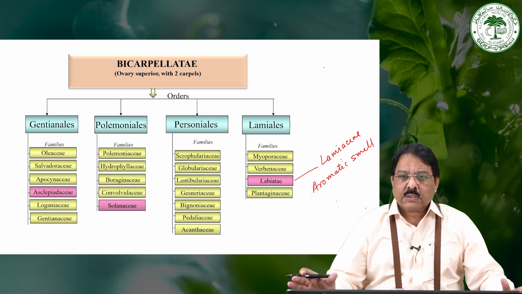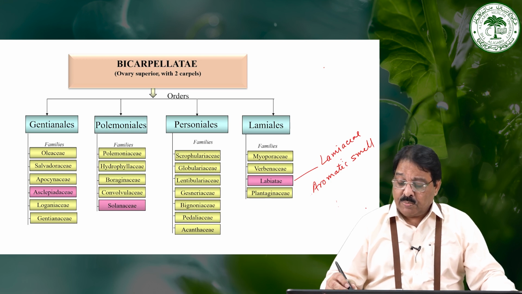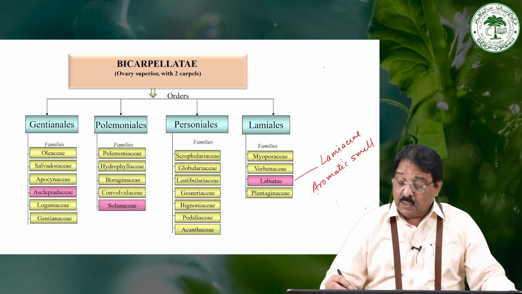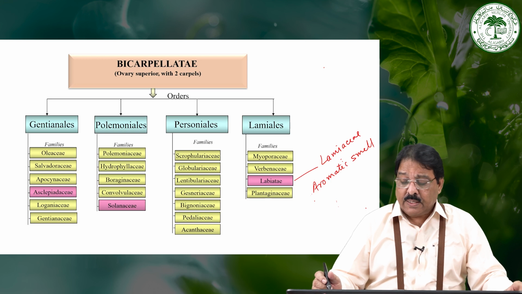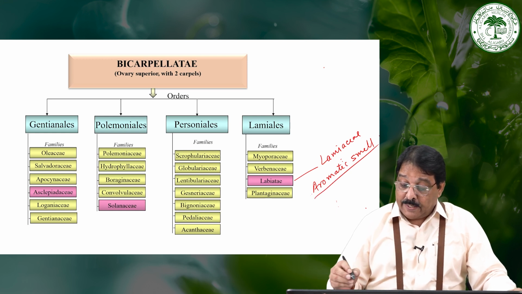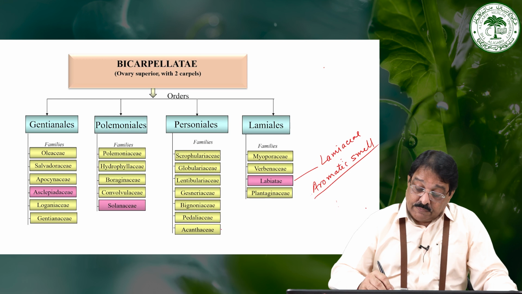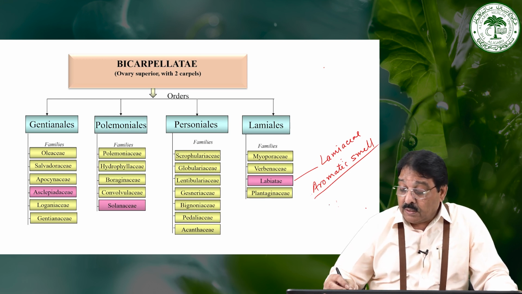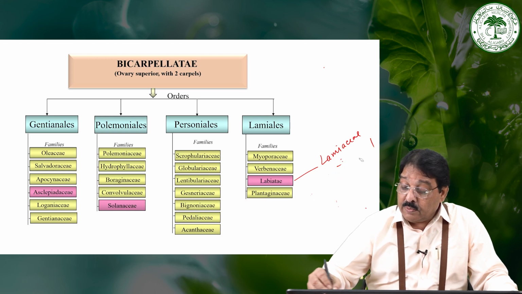For example, in the case of tulsi, Ocimum you can say, as well as in the case of mint, peppermint, generally called mint or pudina. There is a very strong fragrance, so we can identify them on the basis of their fragrance. The aromatic smell will be there, and as in the case of the Acanthaceae there was a terminal style, but in the case of the Labiatae or Lamiaceae there is a gynobasic style.